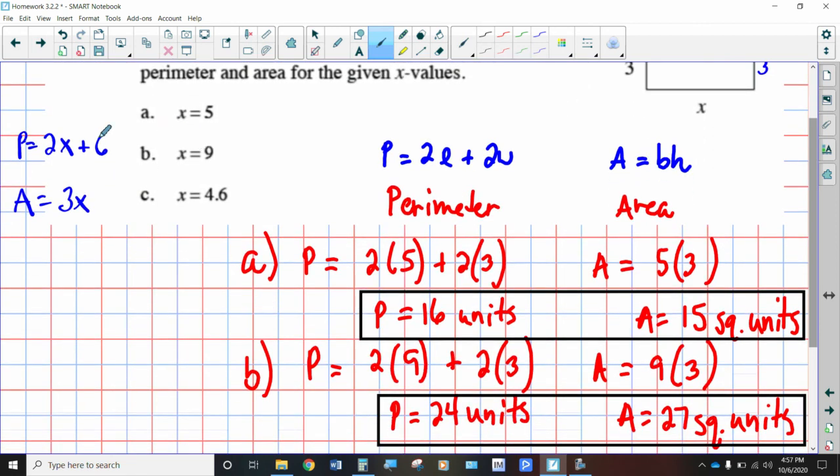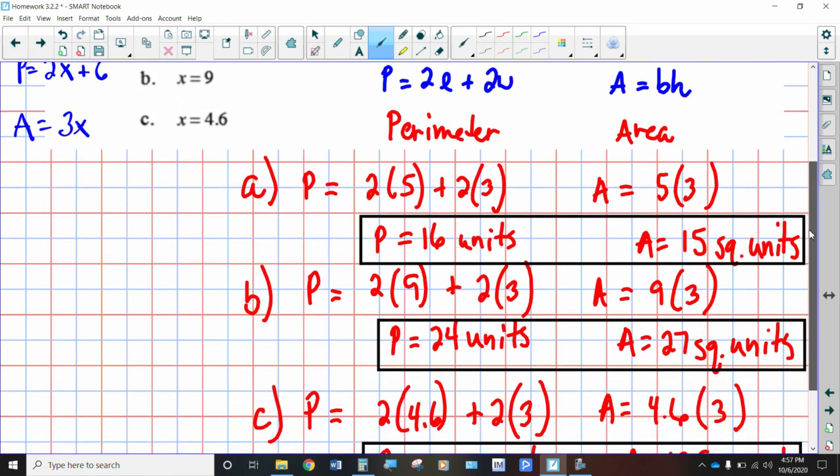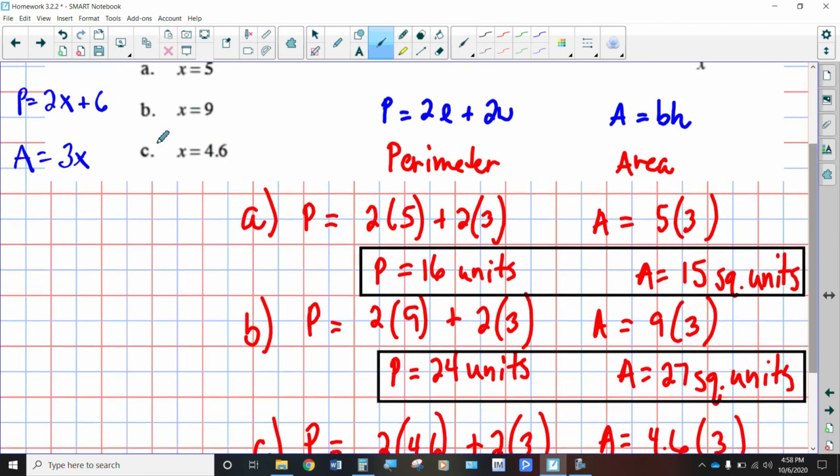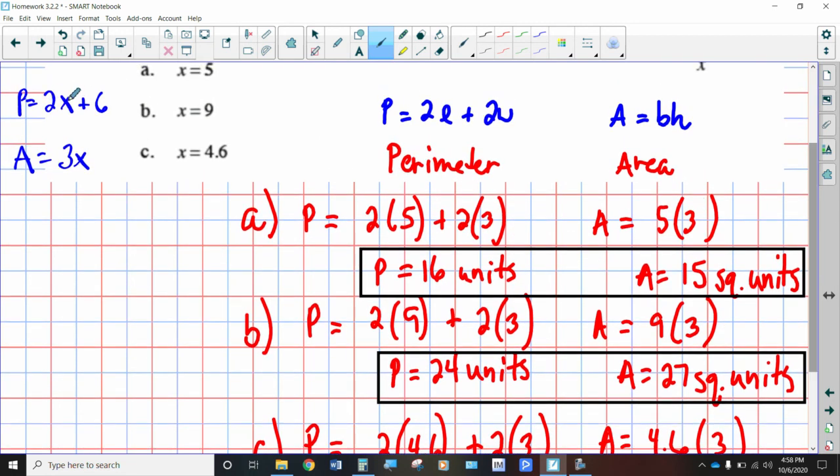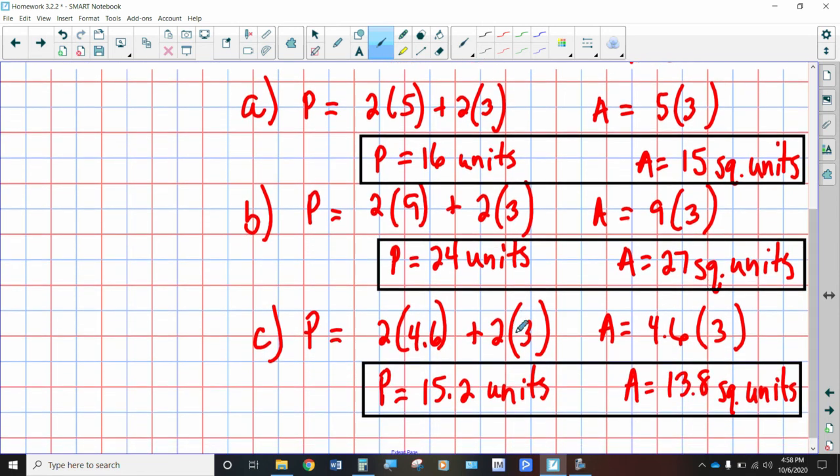For problem B, the perimeter is going to be 2 times 9, which is 18, plus 6 is 24. And then 9 times 3 is 27, so it's going to be 27 square units. And then part C is going to be the most tricky because 3 times 4.6, we have to figure that out. Oh, wait, is it 3? No. For perimeter, it's 2 times 4.6 plus 6, so that's going to end up being 9.2 plus 6 is 15.2. And then 4.6 times 3 is 13.8.